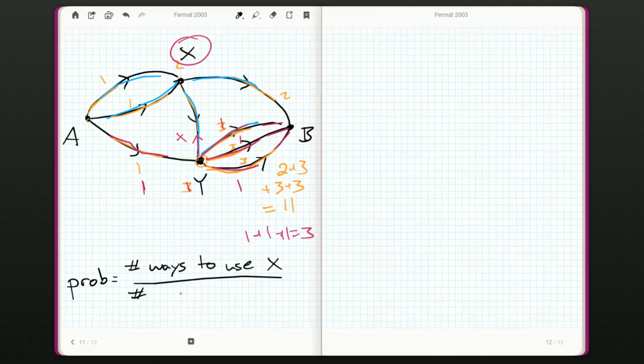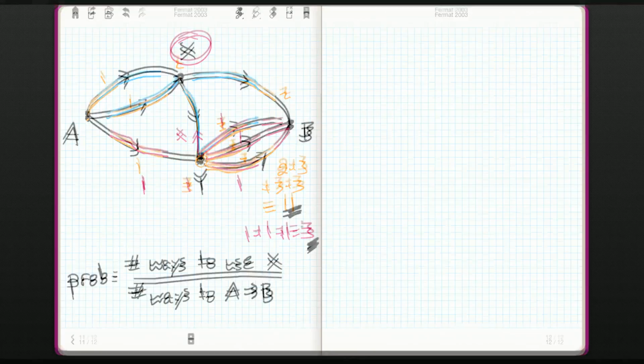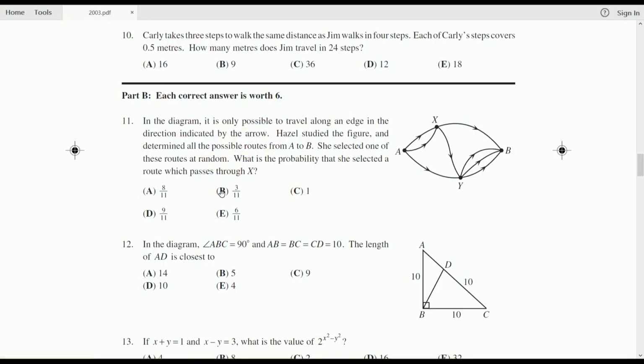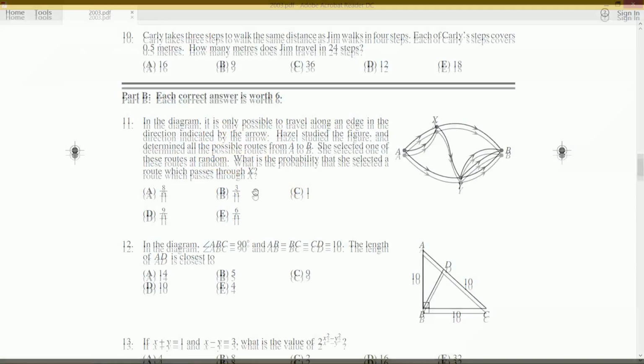we want the number of ways to use X and the number of ways to go from A to B. Okay? We know the number of ways to go from A to B, that's 11, but we actually don't have the number of ways to use X. You might think that this 3 here is what we need. And indeed, 3/11 is one of the answers. But I flipped it around.